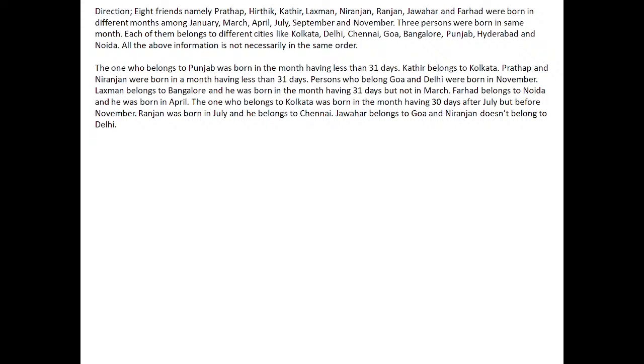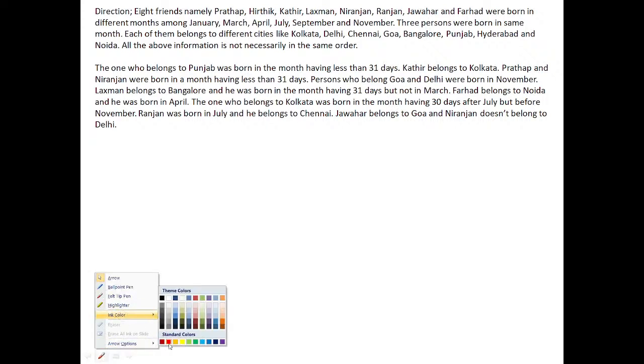This is basically a month based arrangement. Here 8 friends are given and some cities are also given, 8 cities which you have to arrange. The months given are January, March, April, July, September and November. So this is the basic part here and we have to arrange it.